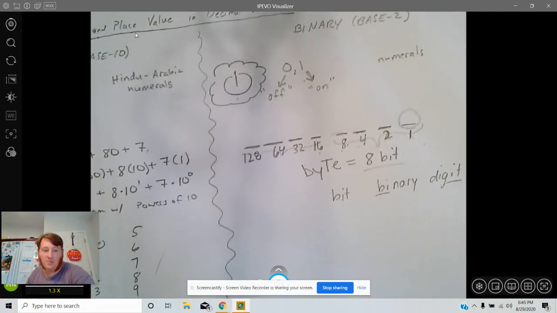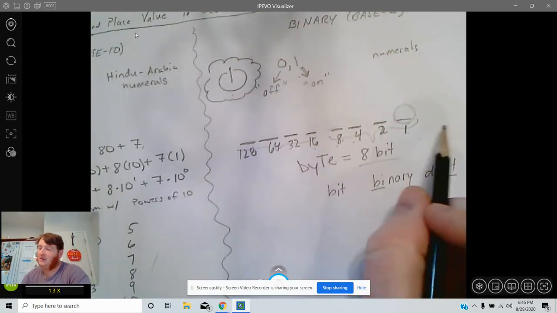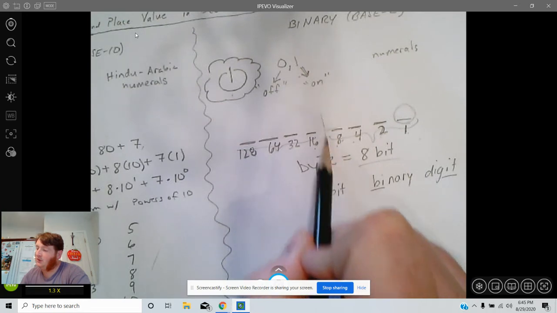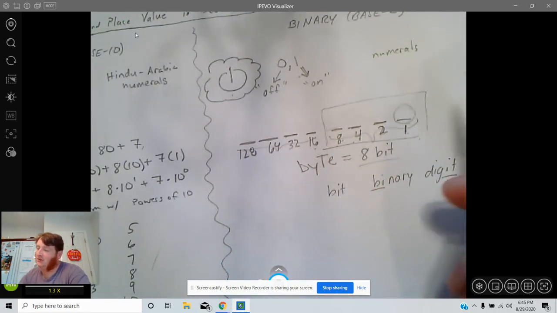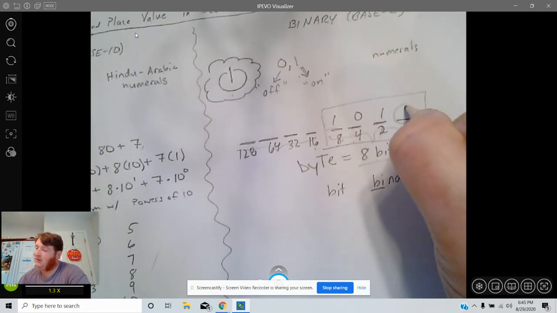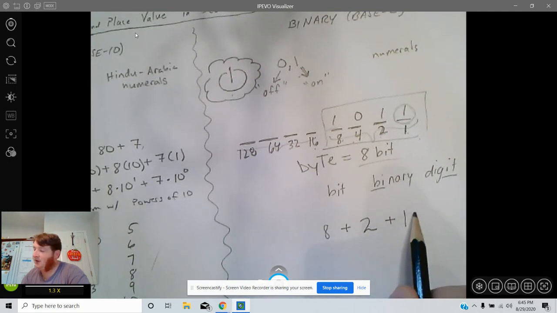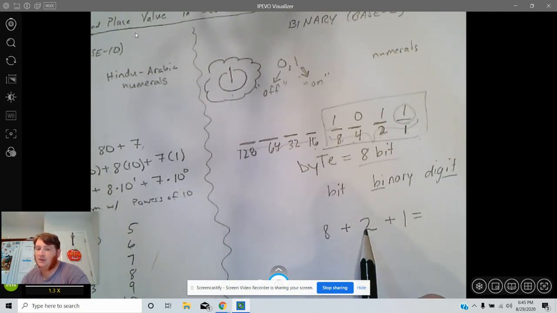So I hope that's a pretty good recap of position and place value in decimal versus binary. We'll do one quick example here. We'll fill in some numbers. We'll just do a 4-bit number, 1, 0, 1, 1. You would flip on the switch and turn on the 8. You would not flip on the switch and turn on the 4. You would flip the switch and turn on the 2. You would flip the switch and turn on the 1, and that would add up to 8, 2, 1 adds up to 11.